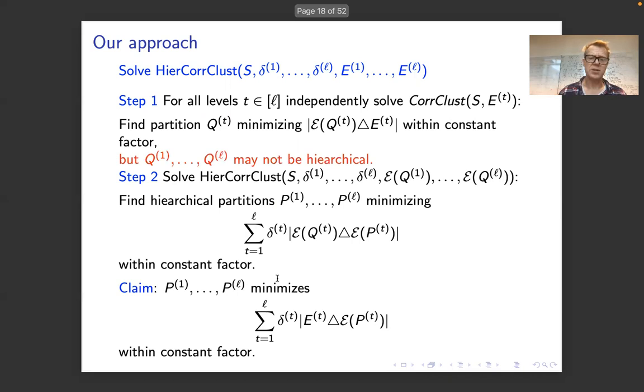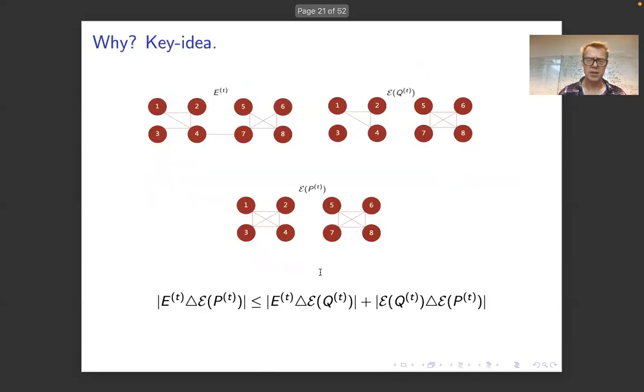So again, the issue is that since we work independently on the levels, the Q1 through QL, these partitions may not be hierarchical. We have not explained how we actually solve this special case of hierarchical correlation clustering. I mean, when we started this work, nobody knew how to solve any of this hierarchical correlation clustering within a constant factor. And we have to argue why the solution we get is also a constant factor approximation for the original problem. The last part is kind of easy.